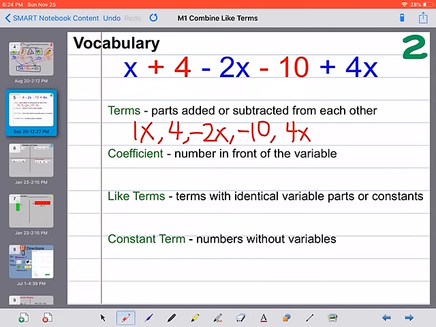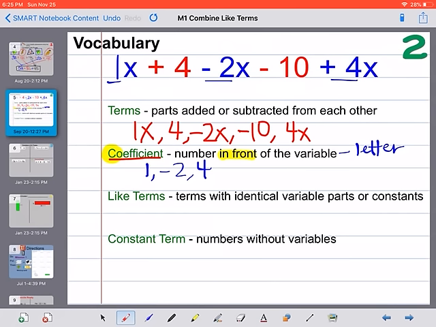Then our next vocabulary word is coefficient. Coefficient is the number in front of the variable. Again, our variable is our letter. So in front of our first variable, we said that would be a 1, so our coefficient is 1. This one doesn't have a letter, so 4 is not a coefficient. Then we have negative 2x, so the number in front is our coefficient, so negative 2 is a coefficient. 10 does not have a letter with it, so it's not a coefficient. And then 4 is also a coefficient.